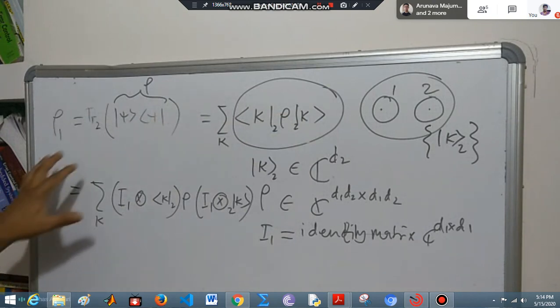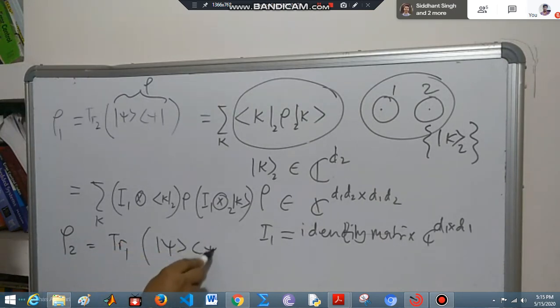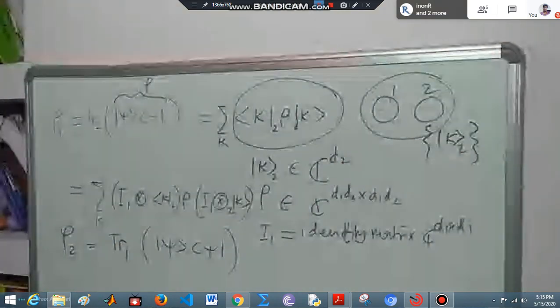Okay, so this was the meaning of partial trace: trace over the second system. Similarly, we can also talk about partial trace with respect to the first system, which we denote by rho 2, equal to trace over 1 of psi. So this was the definition. I just wanted to recall it, because today also I'll be using this.